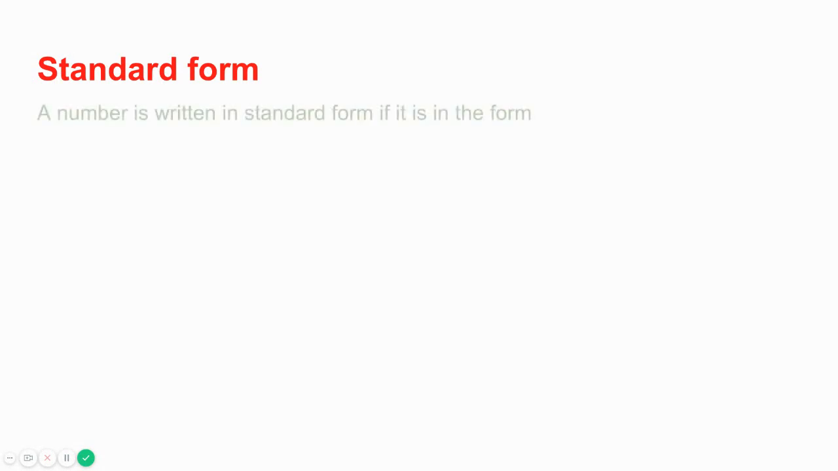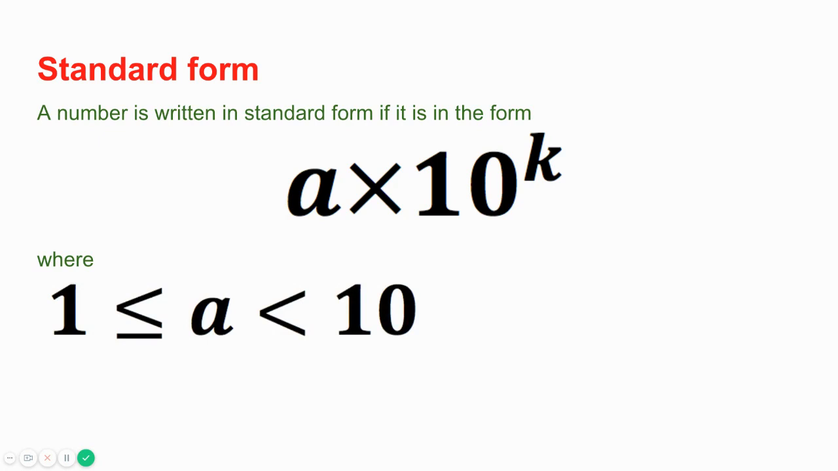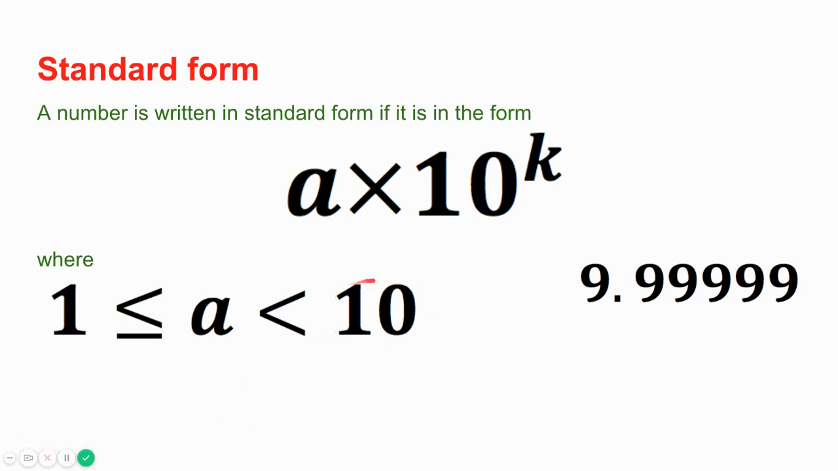A number is written in standard form if it is in the form of a times 10 to the k, where 1 is less than or equal to a, and a is less than 10. It means the maximum number of a is 9.99999 because we don't have an equal sign here. There is no equal sign. It means 10 is not included.